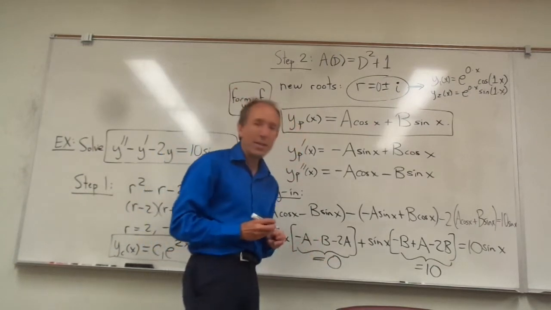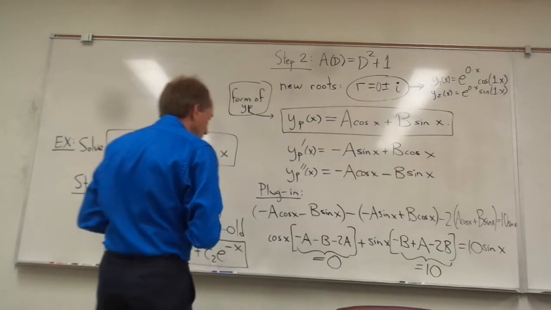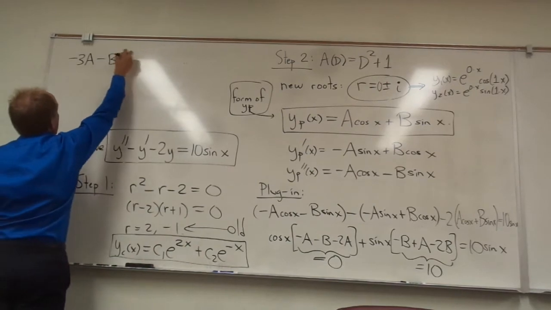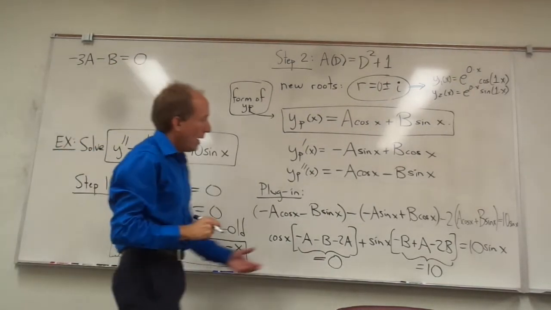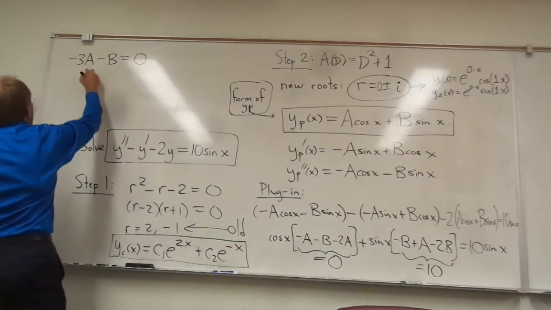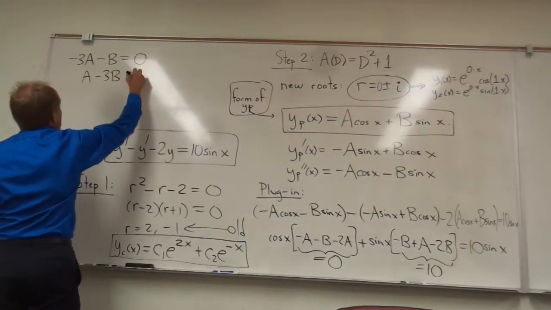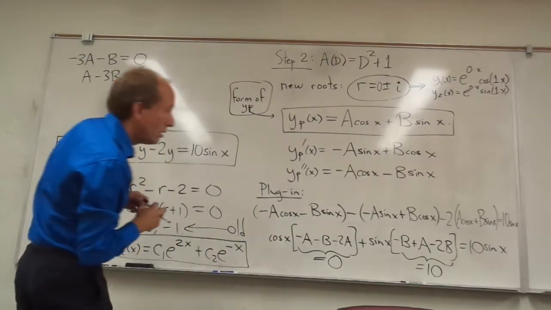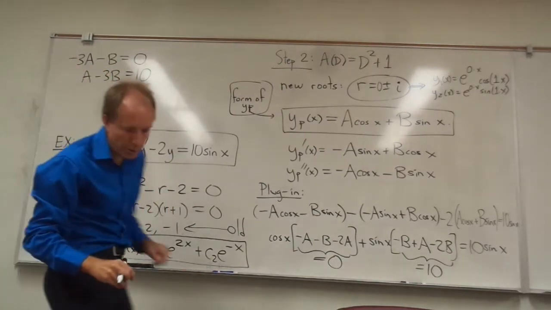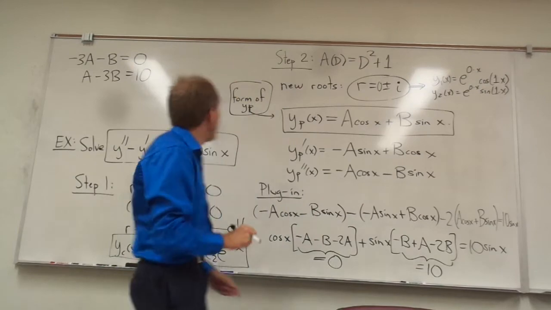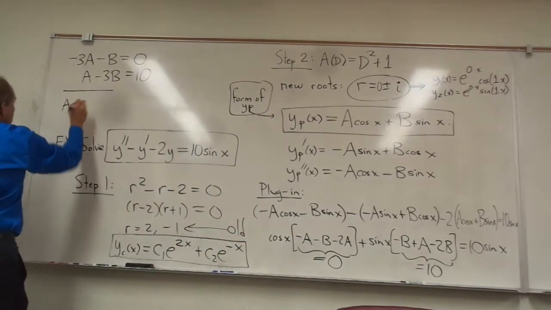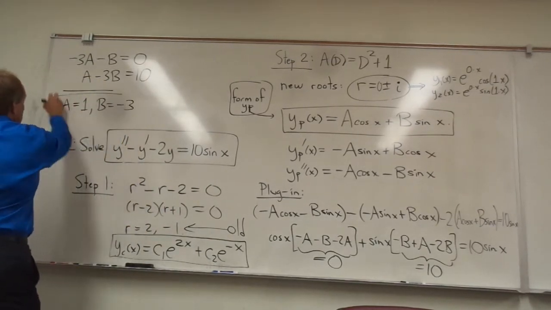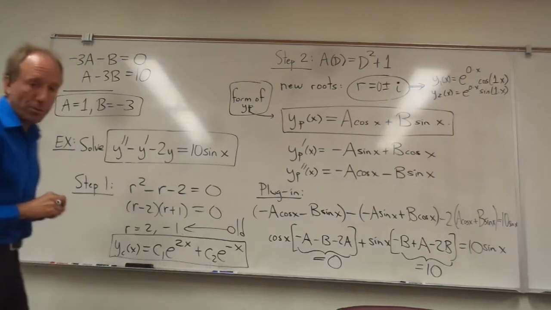But there's no cosine of x on the right side, so the cosine term has to be 0. The cosine term is negative 3a minus b, and that has to equal 0. The sine term is a minus 3b, and that has to equal 10. If you solve this little system, which I'll let you do because it's easy, A is equal to 1 and B is equal to negative 3.